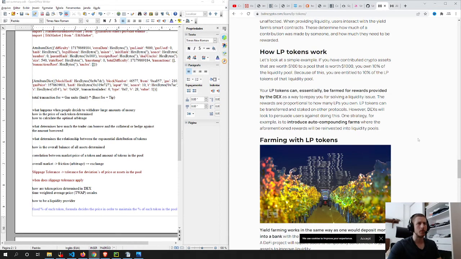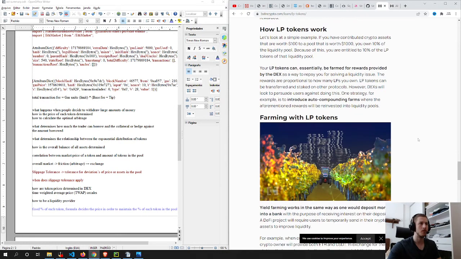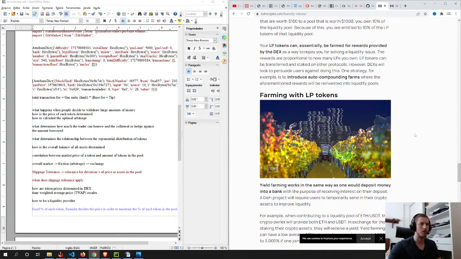Let's look at a simple example. You have contributed crypto assets that are worth 100 to a pool that is worth 1,000. You want 10% of the liquidity pool. Because of this, you are entitled to 10% of the LP tokens of that liquidity pool. Your LP tokens can essentially be farmed for rewards provided by the DEX, as a way to repay you for solving a liquidity issue. The rewards are proportional to how many LPs you own. LP tokens can be transferred and staked on other protocols. However, DEXs will look to persuade users against doing this. One strategy, for example, is to introduce auto-compound farms, where the aforementioned rewards will be reinvested into liquidity pools.